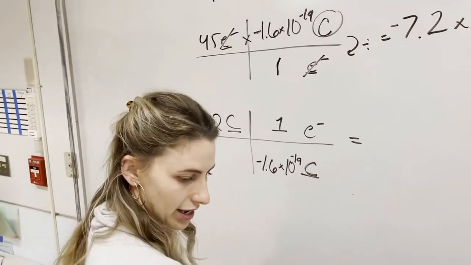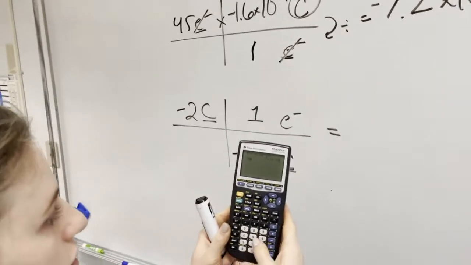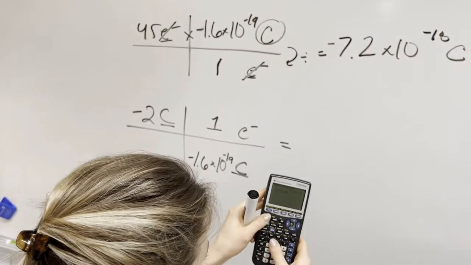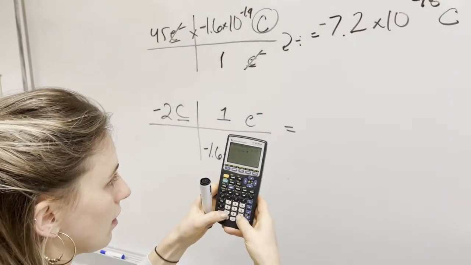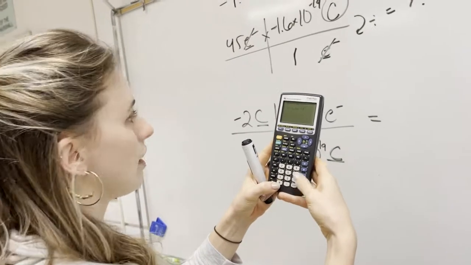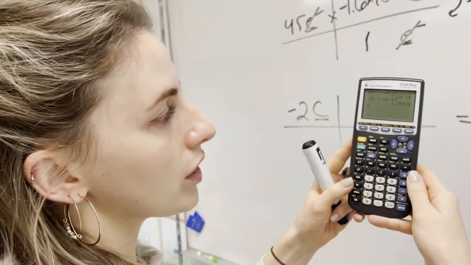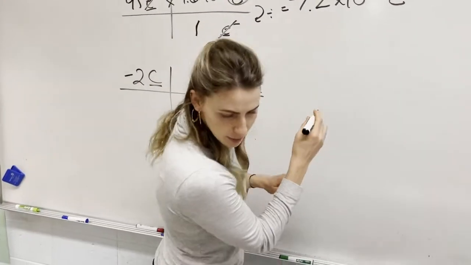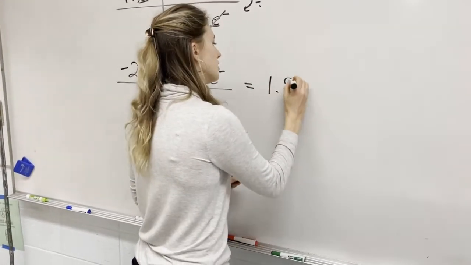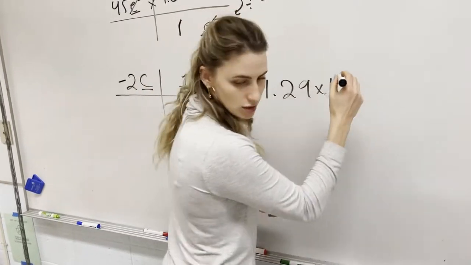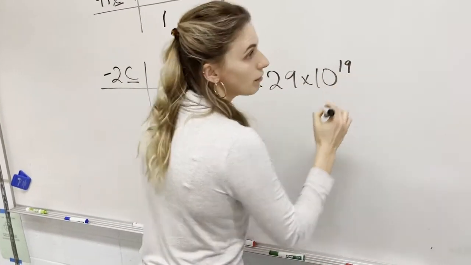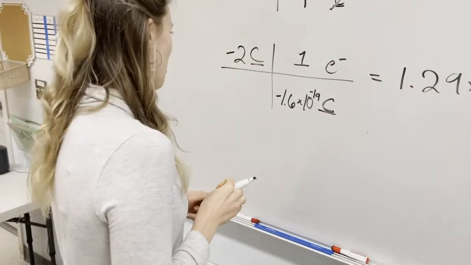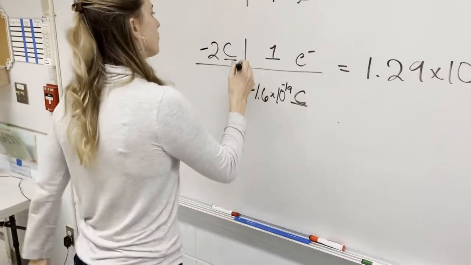All right, we plug it in. Negative 2 divided by negative 1.6 times 10 to the negative 19th, and I get 1.25 times 10 to the 19th. That's a positive, right? That makes sense because it's asking how many electrons. We can't have a negative number, right? Yeah, and you've got a negative divided by a negative, so that makes a positive.